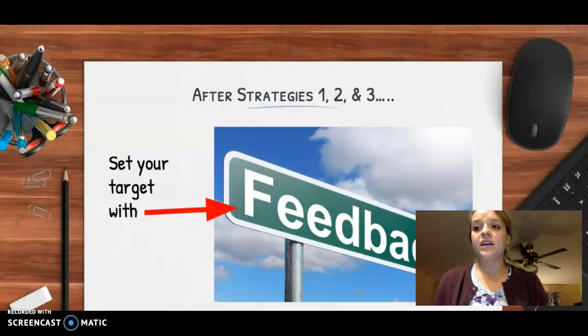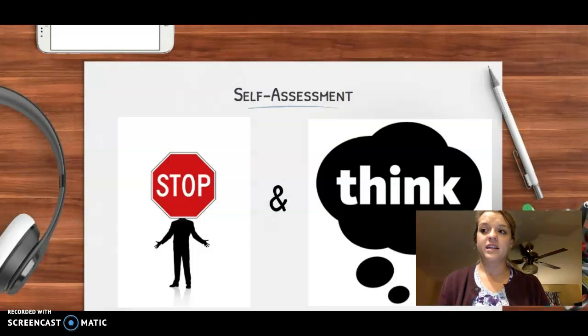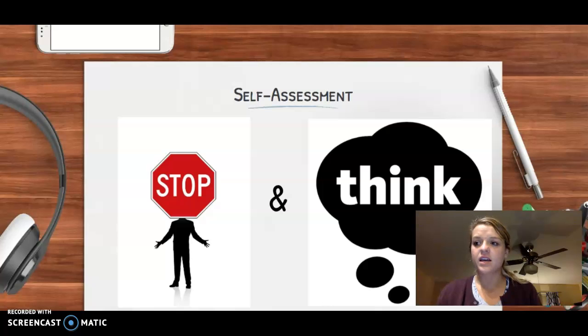After completing strategies 1, 2, and 3, by having students identify what a clear learning target looks like, knowing how to differentiate with good and bad examples, and having quality feedback, it allows them to stop and think about what they're learning, which is why it's important for self-assessment to be a part of the learning process.